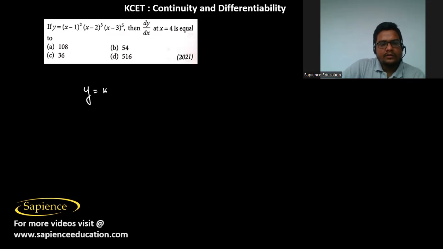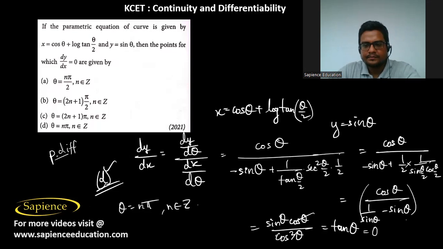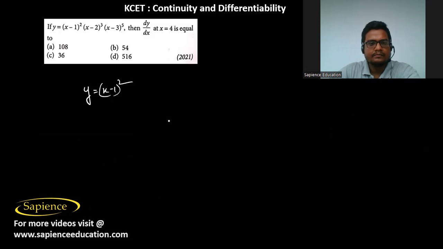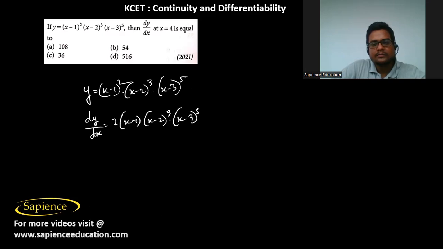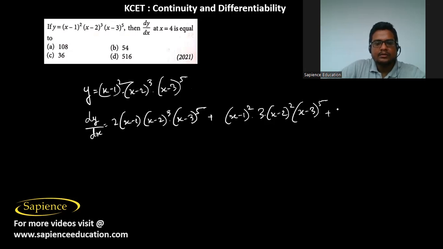Then here it is told if y equals x minus 1 whole square, x minus 2 whole cube into x minus 3 whole power 5, then dy by dx will be equal to 2 into x minus 1 into x minus 2 whole power 3 into x minus 3 whole power 5, plus x minus 1 whole square into 3 into x minus 2 whole square into x minus 3 whole power 5, plus x minus 1 whole square into x minus 2 whole power 3 into 5 into x minus 3 whole power 4.